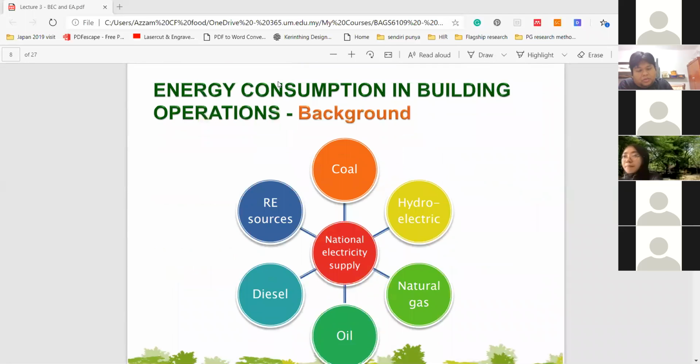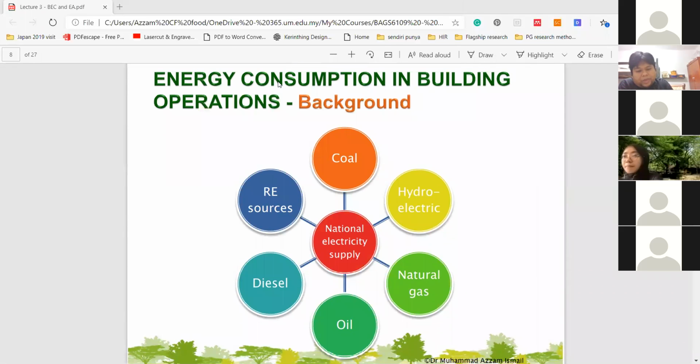So in terms of our energy generation mix, there are pretty much 6 resources that we usually use. First and foremost, the biggest one is coal. Okay, so we have a lot of coal power plants everywhere in Peninsular Malaysia, Sabah and Sarawak. We have built new ones, of course. Two new ones in Sabah.